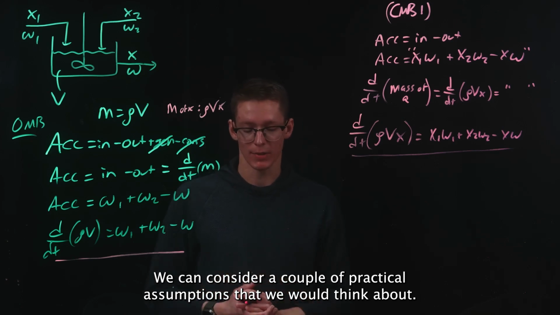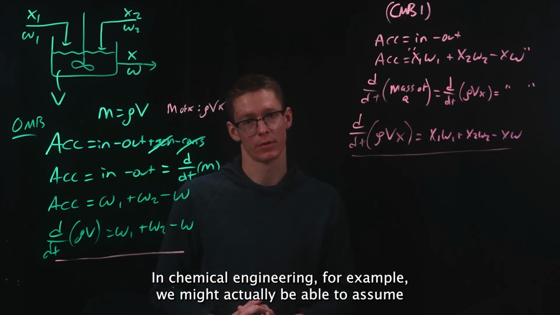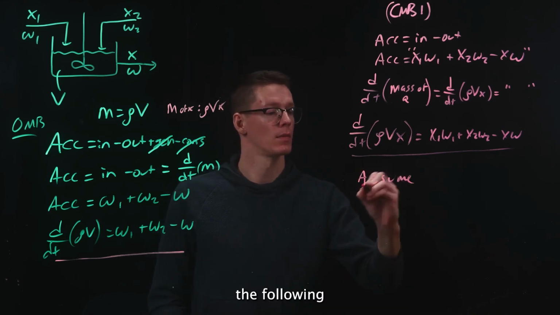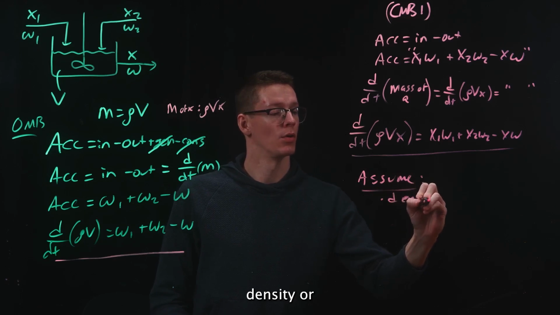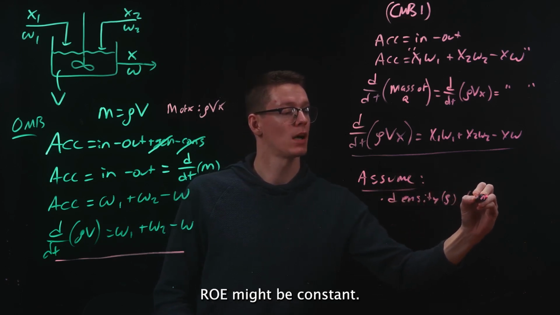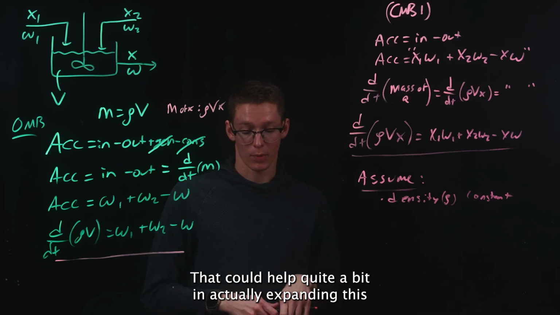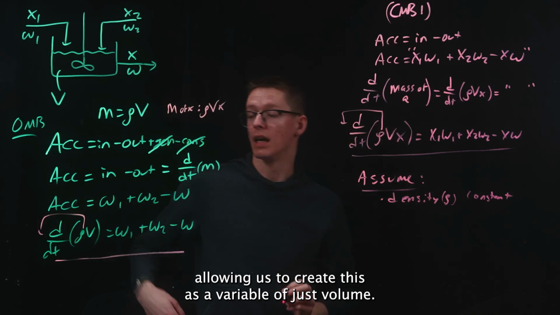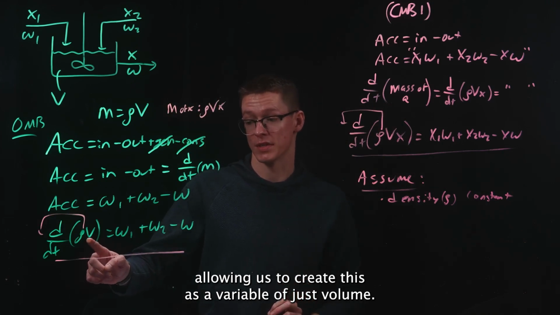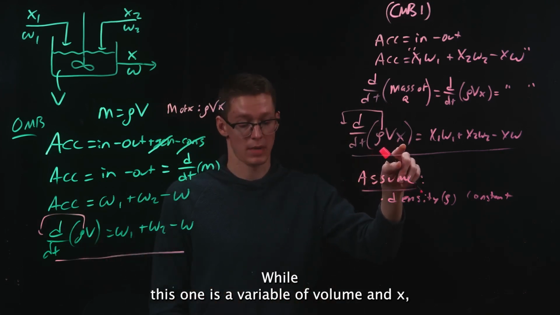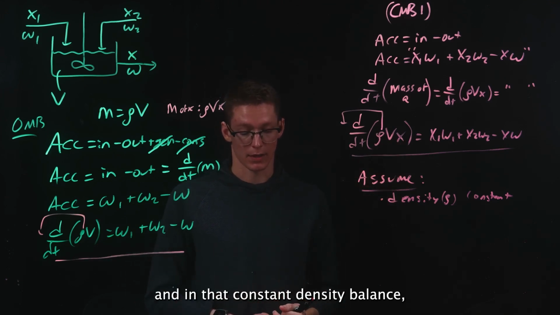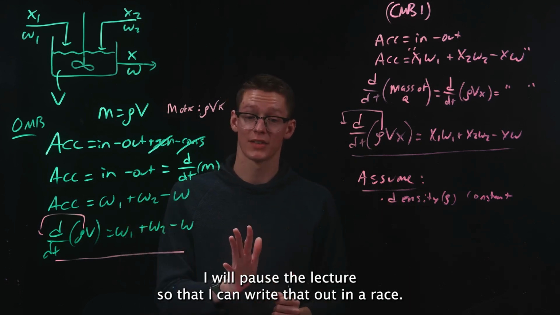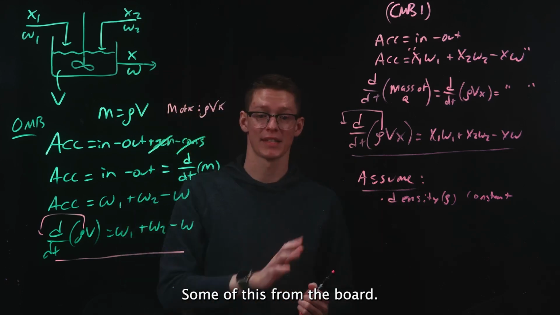We can consider a couple of practical assumptions that we would think about in chemical engineering. For example, we might be able to assume the following. Density, or rho, might be constant. That could help quite a bit in expanding this because we can pull out density from both of these terms, allowing us to create this as a variable of just volume, while this one is a variable of volume and X. And in that constant density balance, we can now apply this rule more in depth. I will pause the lecture so that I can write that out and erase some of this from the board.